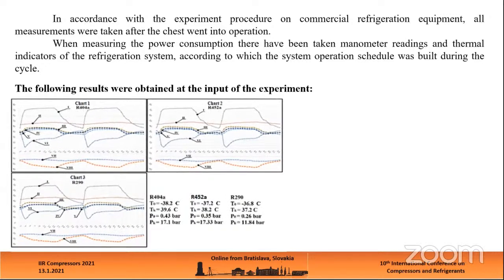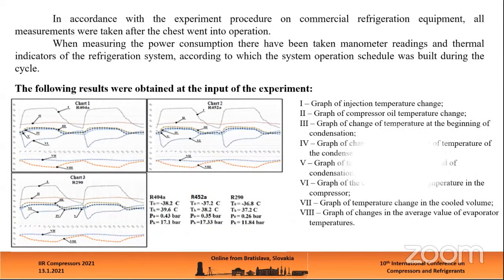You can see them on 3 different charts. Number 1 is graph of injection temperature change, 2 graph of compressor oil temperature change, 3 graph of change of temperature at the beginning of condensation, 4 graph of change of average value of temperature of the condenser, 5 graph of temperature change at the end of condensation, 6 graph of the change of suction temperature in the compressor, 7 graph of temperature change in the cooled volume, 8 graph of changes in the average value of evaporated temperatures.